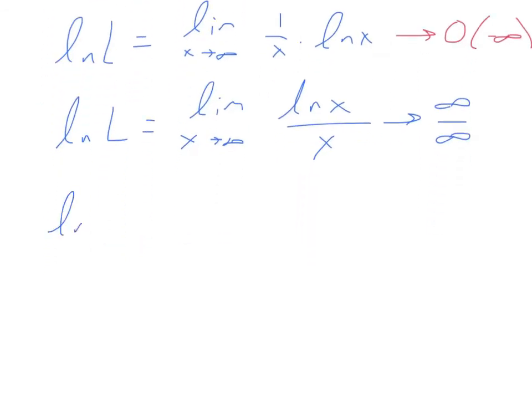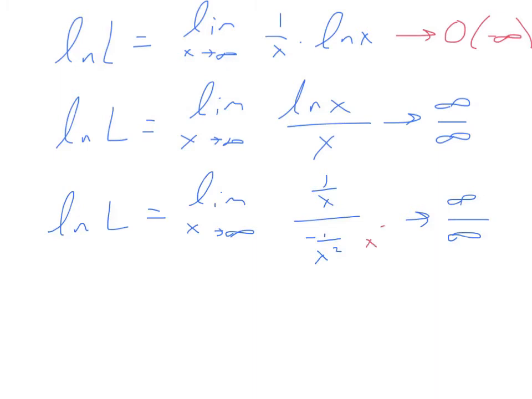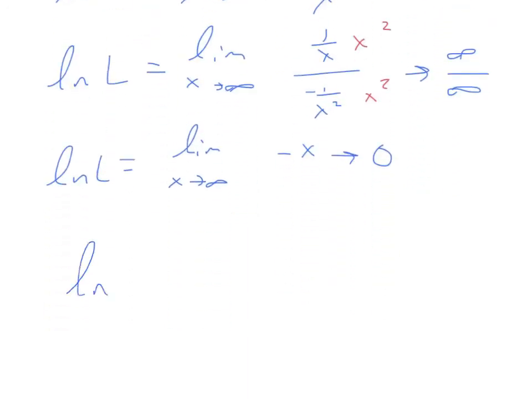So this one gets me ln L equals the limit as x approaches infinity of 1 over x over negative 1 over x squared. This is still approaching infinity over infinity, but we've seen this a couple times now. We just multiply both by x squared. This will give me ln L equals the limit as x approaches infinity of basically negative x, right? And so this limit is approaching 0, right? So this means that I have the natural log of L equals 0, just like we did in the last one. L is equal to e to the 0, which means it's 1.